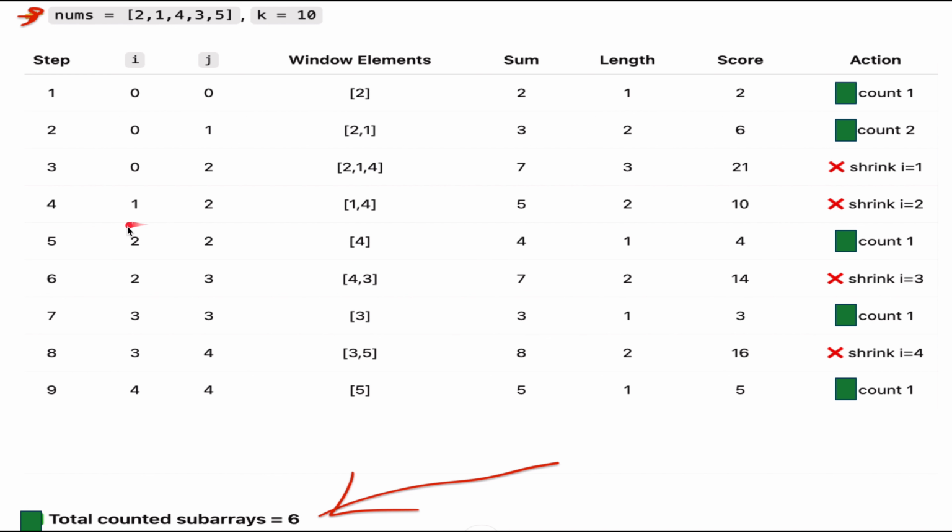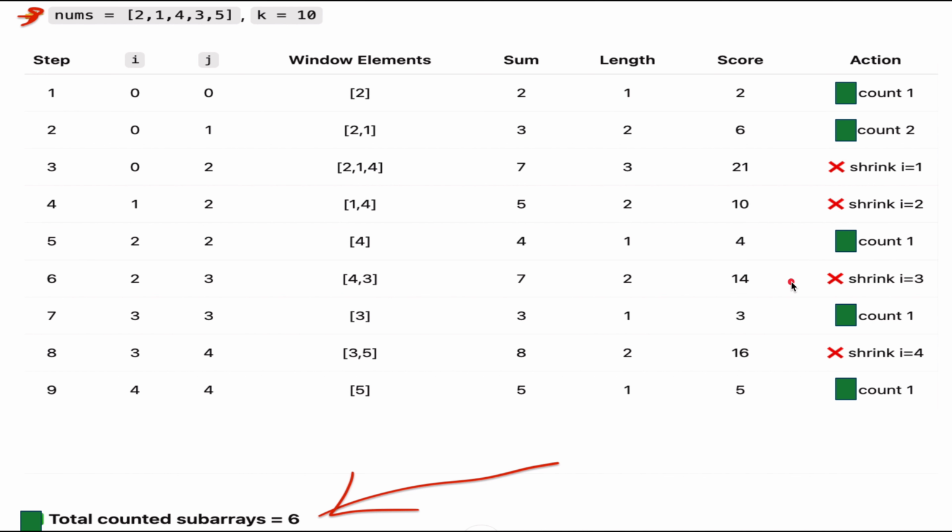Now we'll increase the I again. Now I will move from 1 to 4. So now I and j both are at 4. So at step 5, I and j both are at index 2, and the current window is 4. If you do the sum, you will get 4. The length is 1. If you multiply, you will get this count. The score is valid, right?